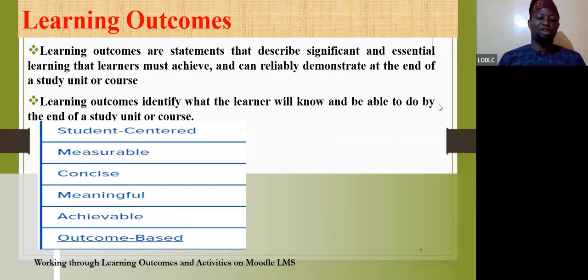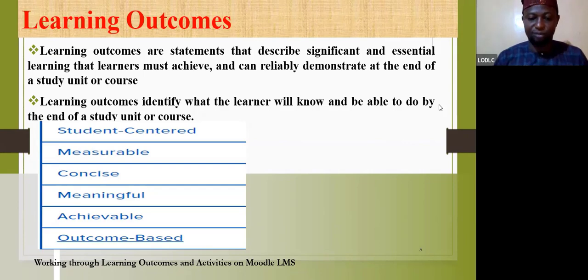Then, last but not the least, learning outcomes have to be outcome-based. Outcome-based in the sense that it should specify the skills and knowledge that the student must demonstrate to prove mastery, instead of focusing on their assignments, format, or quizzes and some other things. So those are the essential elements of the learning outcomes. I will try as much as possible to showcase a particular course that includes complete learning outcomes.